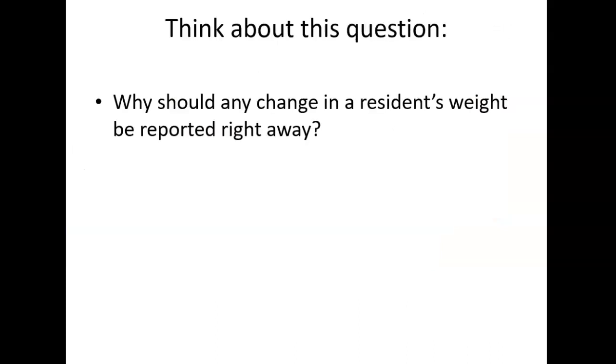Think about this question: why should any change in a resident's weight be reported right away? I'll answer it for you since this is a video. One thing is we're keeping an eye on nutrition. Another thing is someone with congestive heart failure or kidney failure. If they have fluid weight gain, that could mean that they need either dialysis or a change in medication to get the fluid off of them.